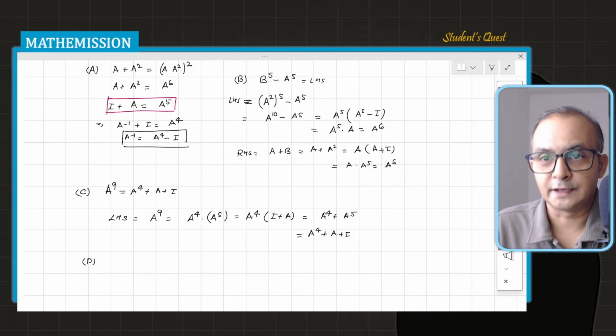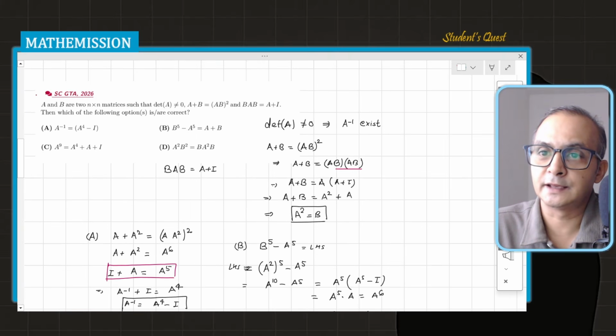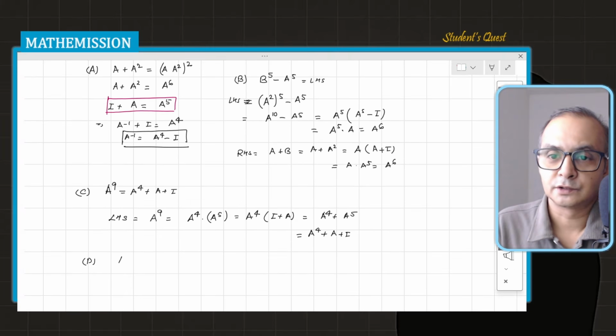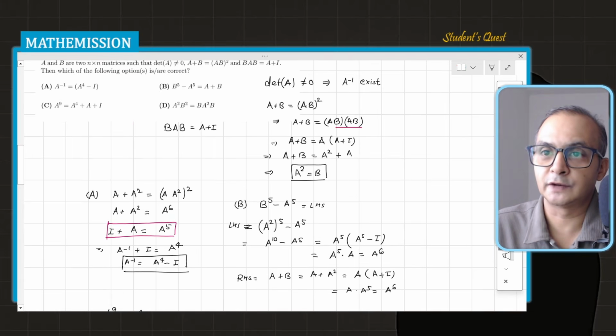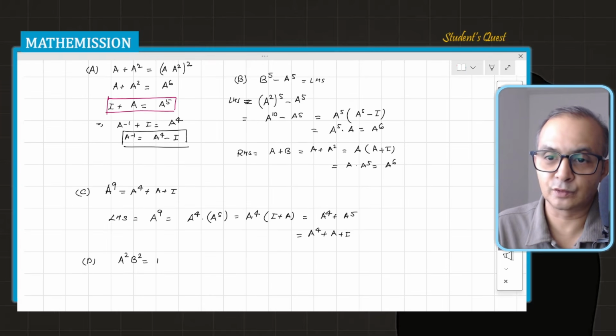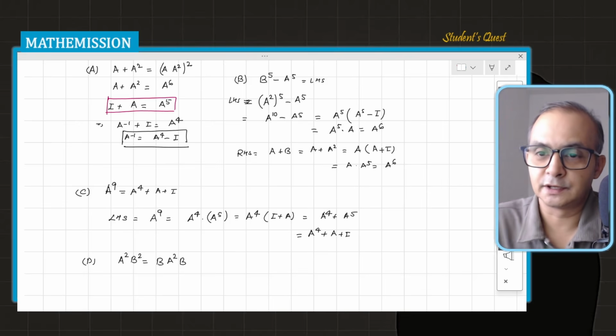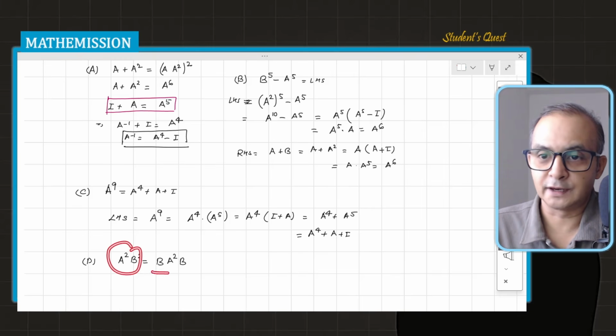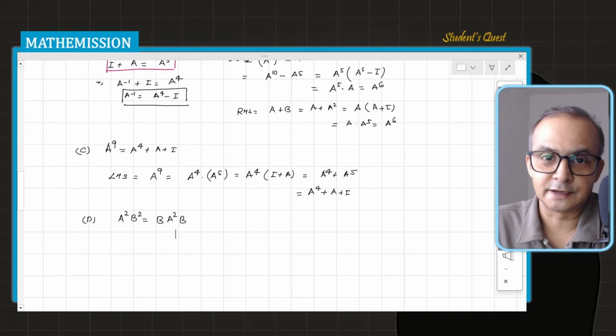Now the last part D, what they are saying is a squared b squared, and we have to show that it is equal to b a square b. Now one common mistake students do, not the mistake but it's a very intuitive thing, they start trying to prove from the LHS to the RHS or the RHS to the LHS. But you also understand why not we can take the LHS and RHS separately. There's a very simple and common mathematical technique.